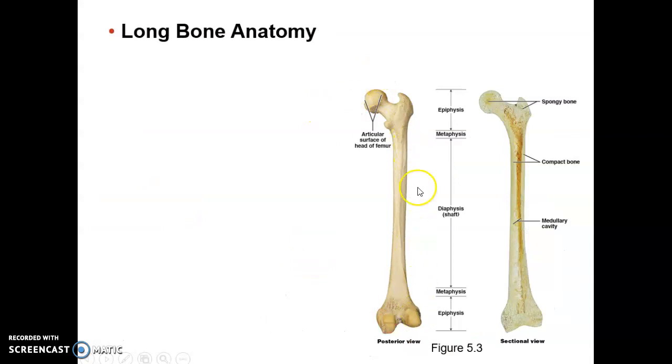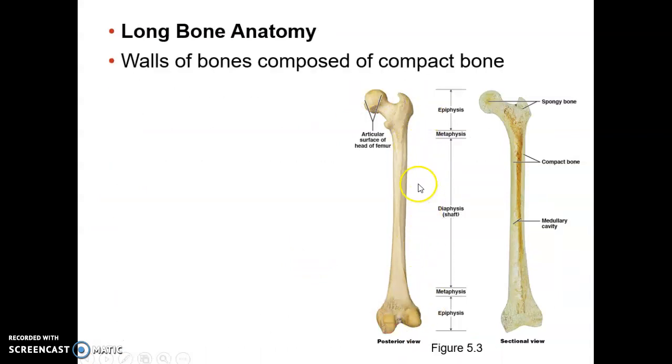Okay, let's look at long bone anatomy. We've talked about it a little bit, but let's get some of the terminology down. So the walls of long bones, and actually all bones, have an outer layer of compact bone, and in some places it's thicker than in other places, depending on the stress that that portion of the bone is experiencing. Internally, there is compact bone.